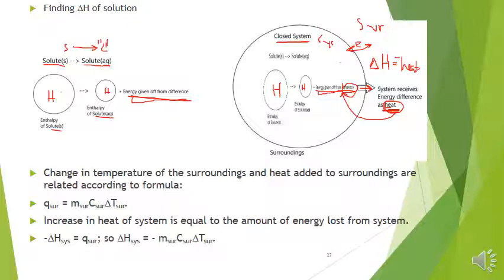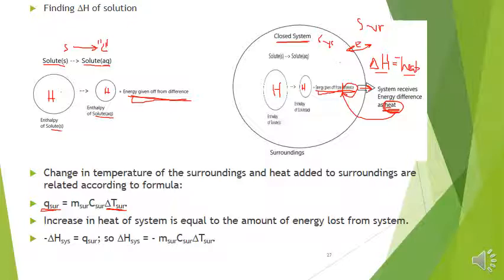So they're not equal. Remember, equal here is a comparative. It's not the same thing. We're not saying this is the same as this. We're saying if I know this, I know this. So that's what we're going to look at here. The change in temperature of the surroundings and the heat added to the surroundings are related according to the formula. If I know the change in temperature of the surroundings, that has to be due partly to the change in heat of the surroundings.